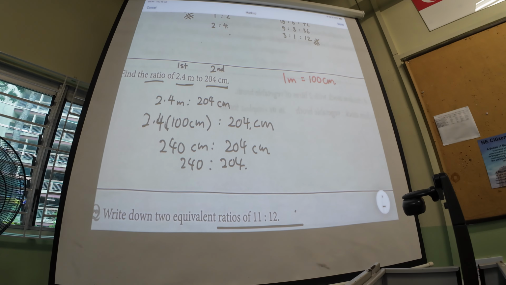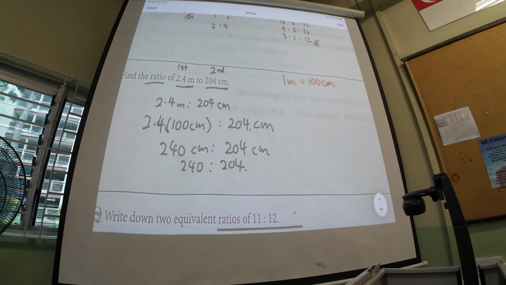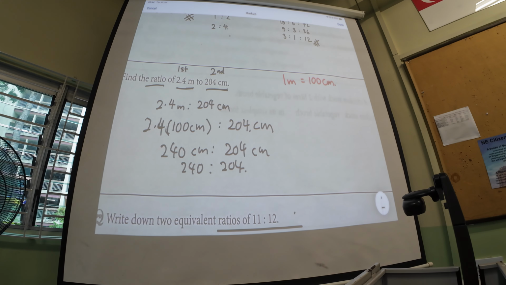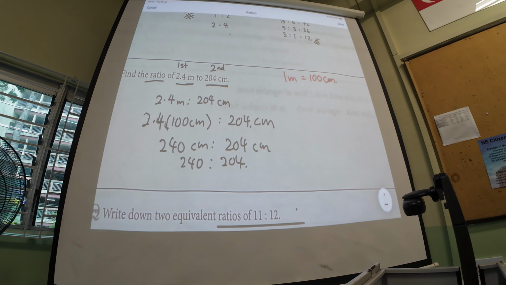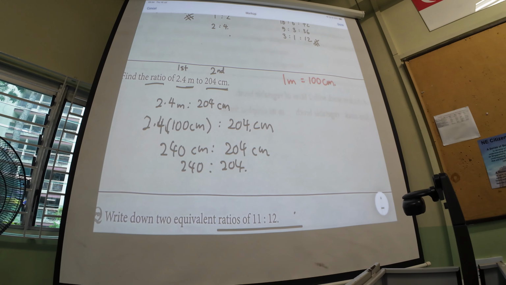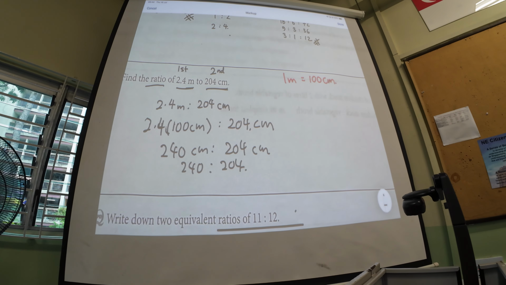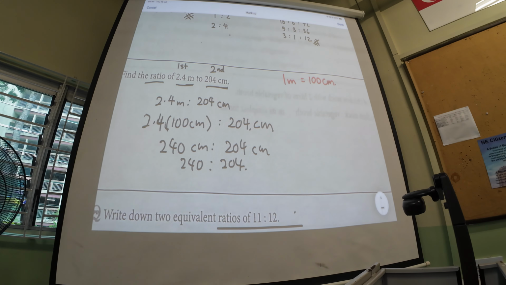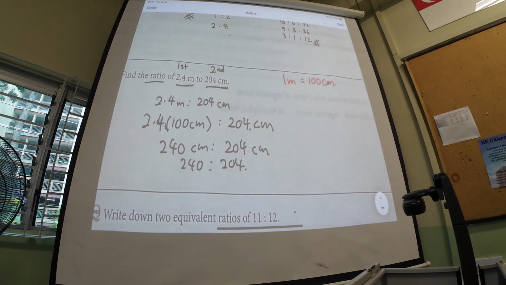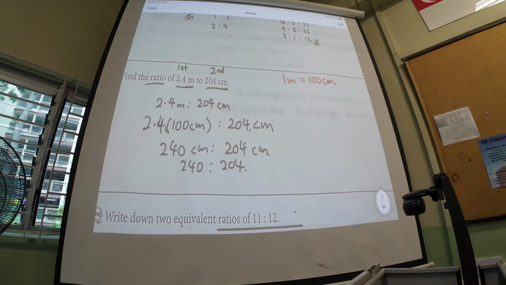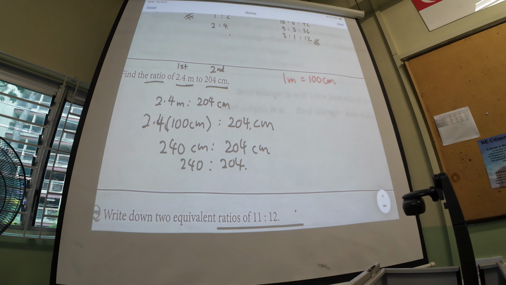I just key this inside my calculator as a fraction. Then my calculator will help me do the division. So I press fraction, then key in the numbers 240, 204. This time I key the bigger number on top. Whatever is on the left, I just key 240 on the top, 204 at the bottom. Then my calculator shows me 20 over 17.